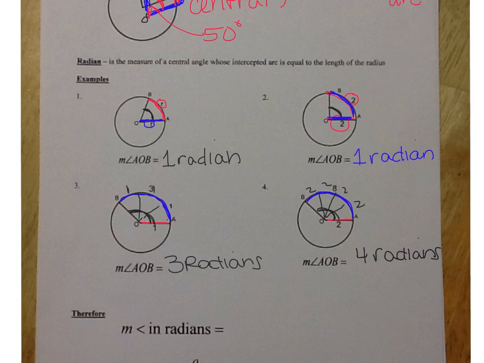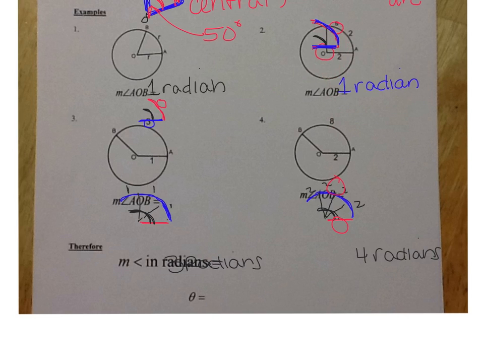So hopefully you realize now that all I have to really do is take the arc and divide by the radius, and that will give me the angle in radians. All right, so let's write that down.